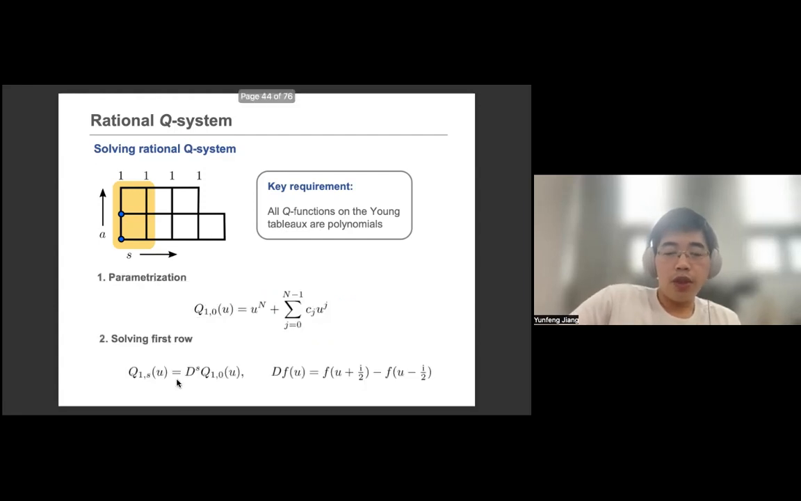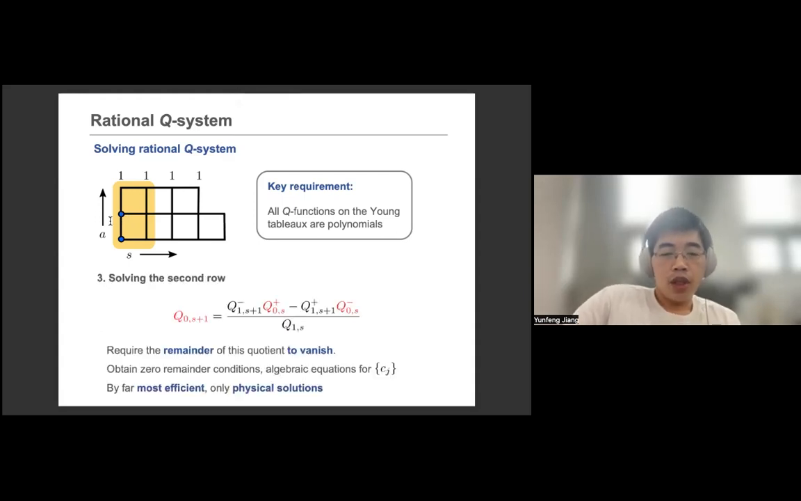For the first row, this is trivially satisfied because it's just solved by acting with this difference operator. And since Q10 is a polynomial, this is automatically a polynomial. So the first row is always a polynomial. But to solve the second row, we need to do a polynomial division, and there's no guarantee that this division will give you polynomials. So for all the Q0s to be polynomial, we need to require that the remainder of this quotient vanishes. And this is called a zero remainder condition.